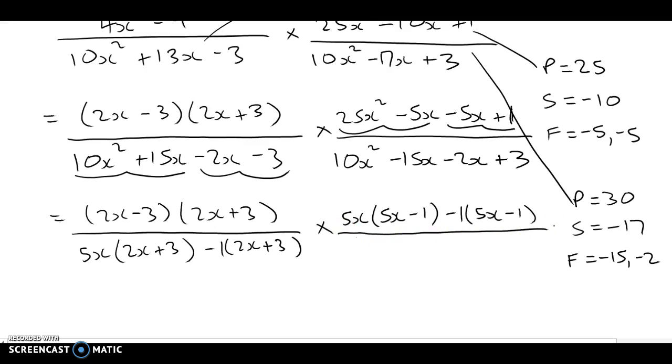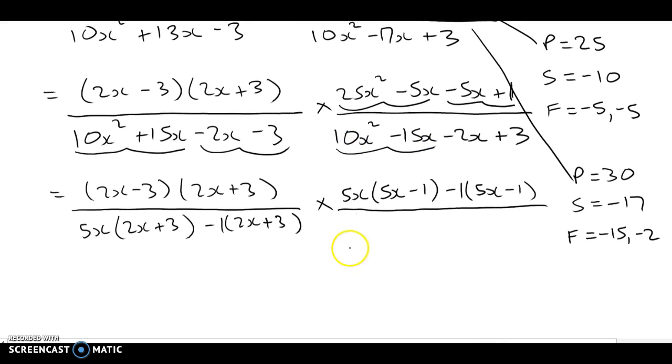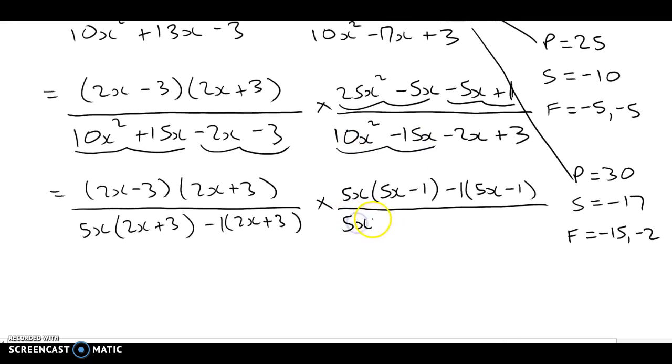Last one, 10x squared minus 15x. Let's pair those two together. We'll get 5x outside of 2x plus 3. 2x minus 3, sorry. And then let's pair these two together. We're going to have a minus 1 outside of 2x minus 3 again.